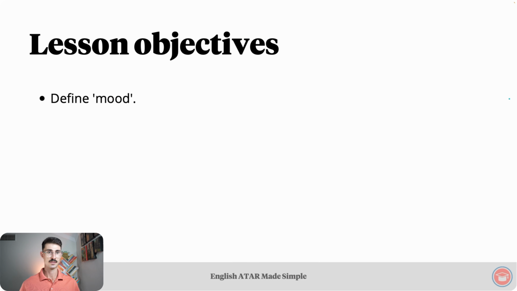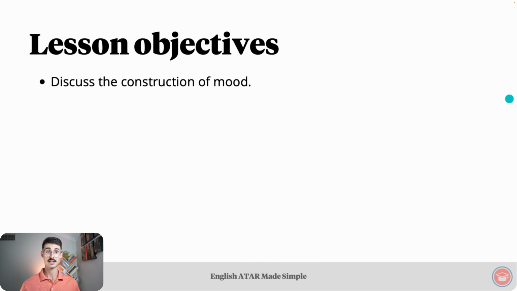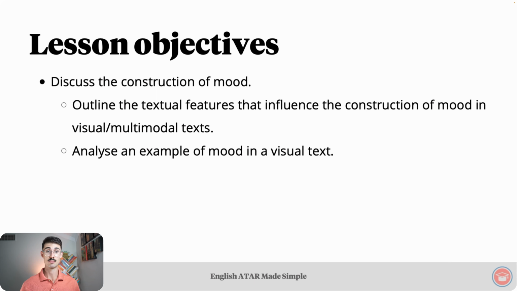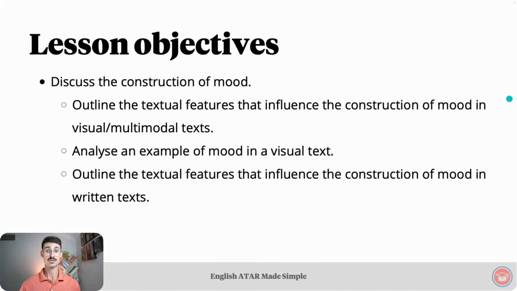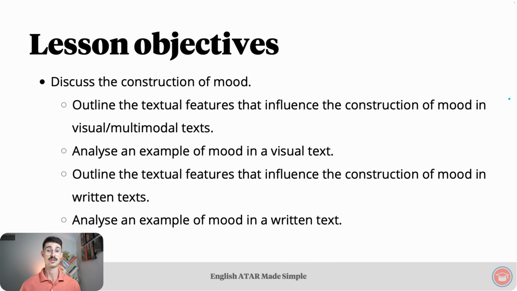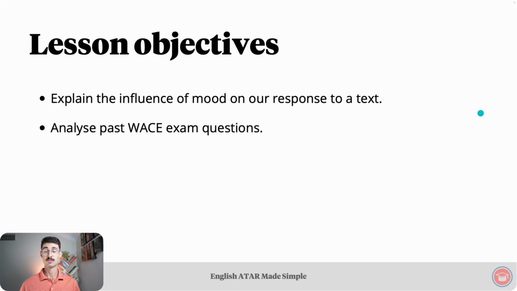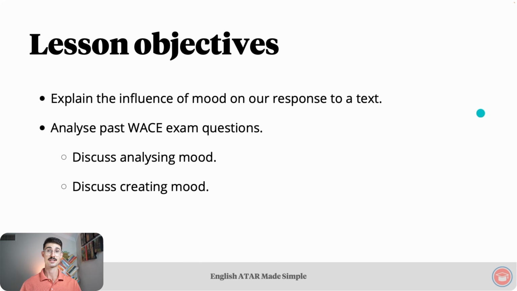Lesson objectives. Firstly, we will define mood, then discuss the construction of mood, outline the textual features that influence the construction of mood in visual/multimodal texts. Then we will analyze an example of mood in a visual text, outline the textual features that influence the construction of mood in written text, analyze an example of mood in a written text, describe a tip for discussing mood, then explain the influence of mood on our response to a text. Then we'll analyze past WACE exam questions. We will discuss analyzing mood. We will discuss creating mood, and then we'll outline a simple summary.